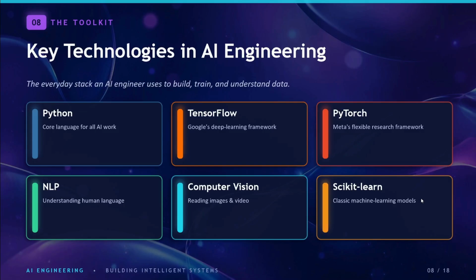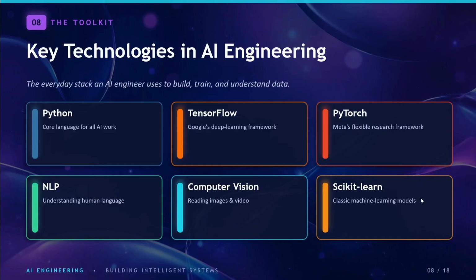Next is TensorFlow, which is Google's deep learning framework, widely used in the industry for building and training large neural networks, especially in production environments. Then we have PyTorch, which is Meta's flexible research framework. It's particularly popular in the research community and among engineers who want more control and flexibility when experimenting with new model architectures.